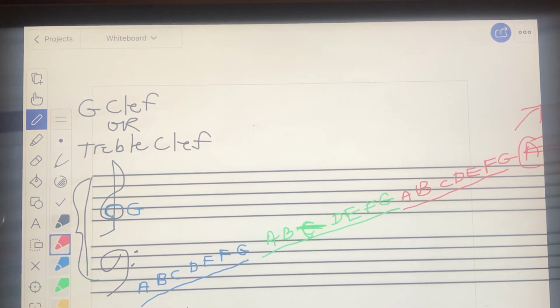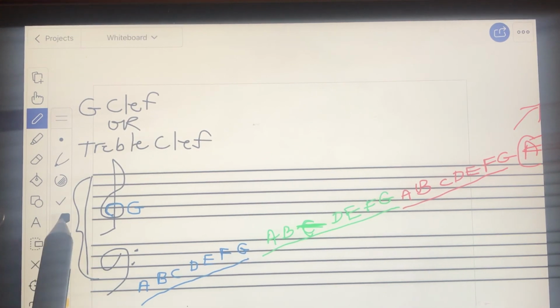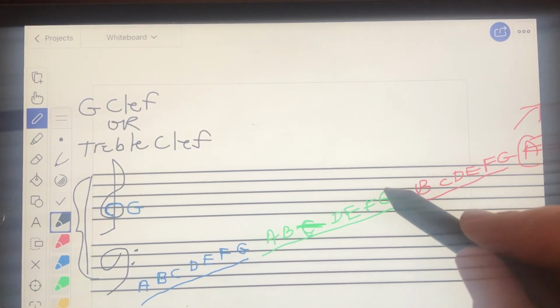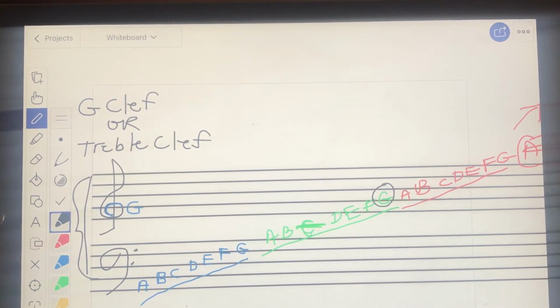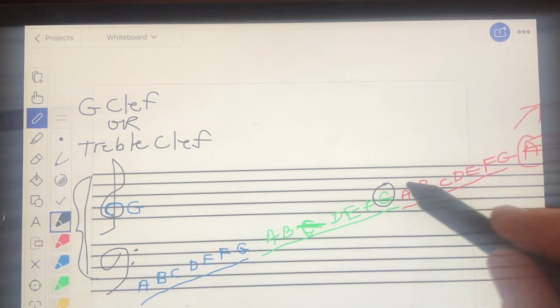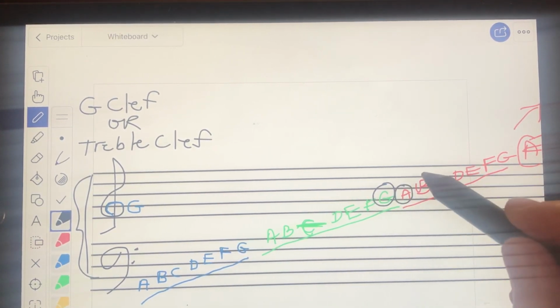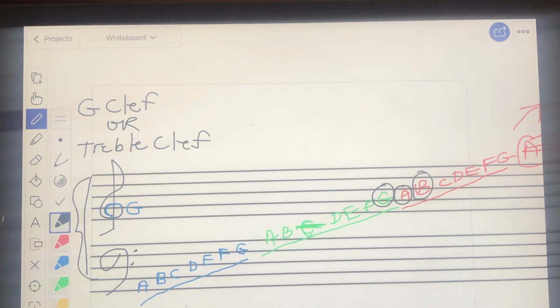If the G note is on a line, then A is in the space above it, and B is on the line above that, and so on. It's helpful to know basic facts about music if you are going to be good at reading notes.